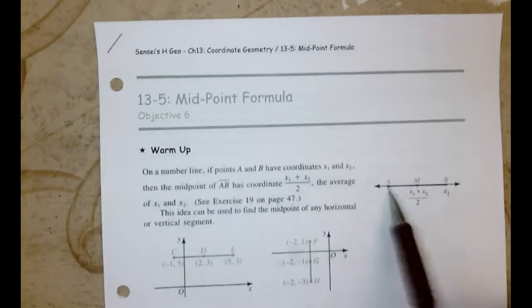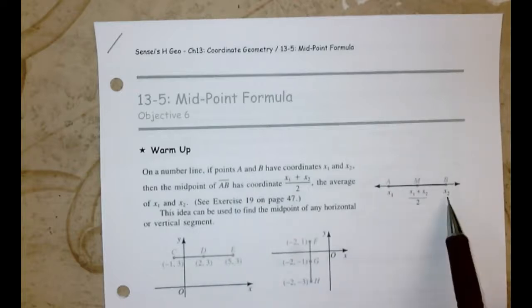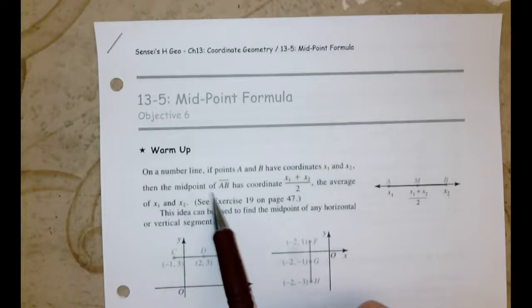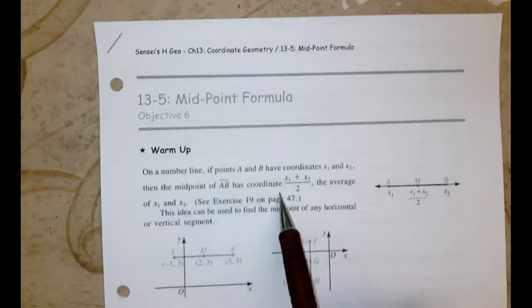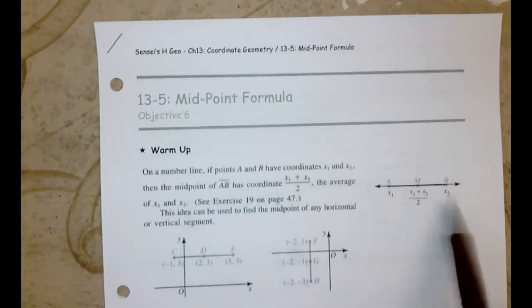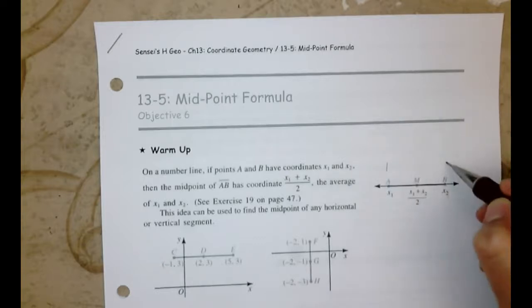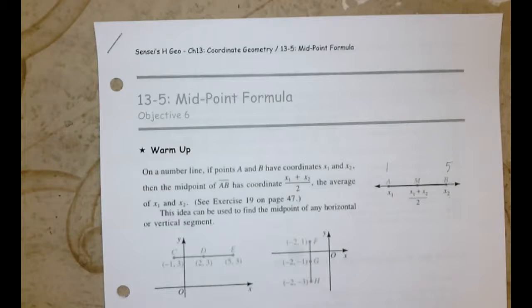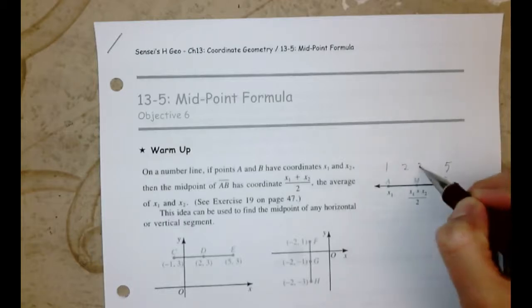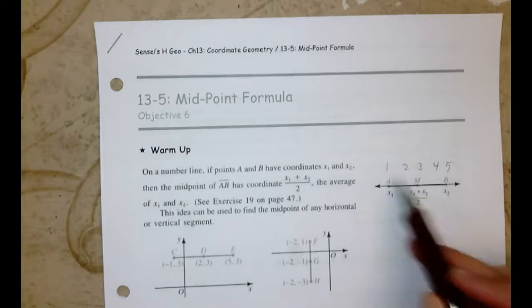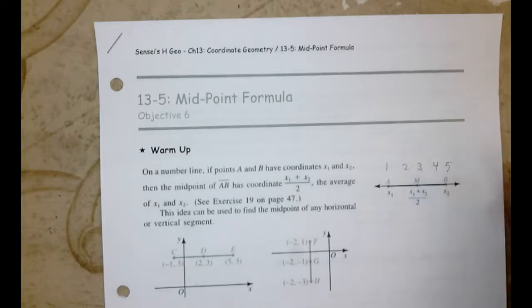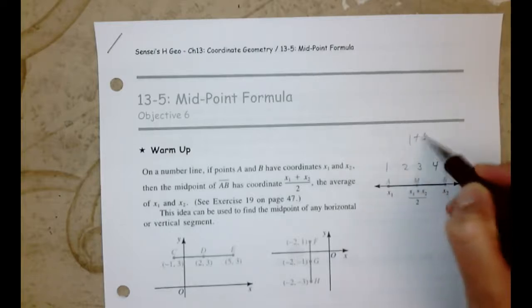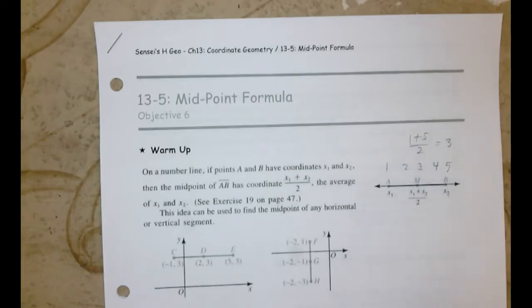If the points A and B have coordinates of x1 and x2, the midpoint of the segment AB has the coordinate of the average of the two, which is the coordinate of this plus the coordinate of this, divided by 2. So for example, if this is 1 and this is 5, there are 4 points in between, right? So it's 2, 3, 4, 5. The midpoint of these should be 3, right? And if you do 1 plus 5 divided by 2, you get 3.